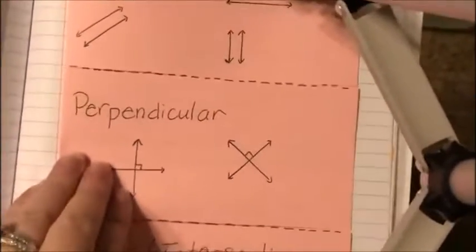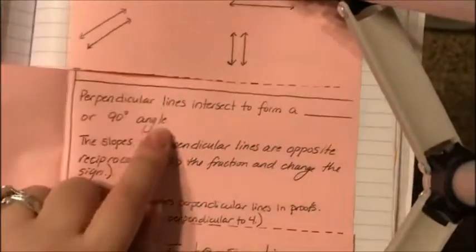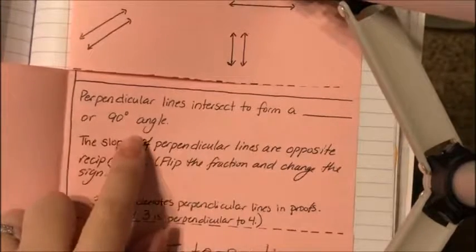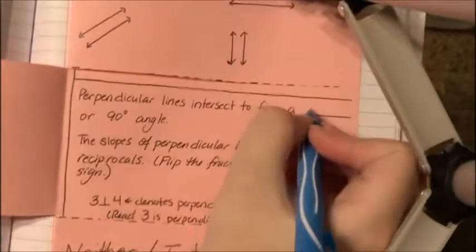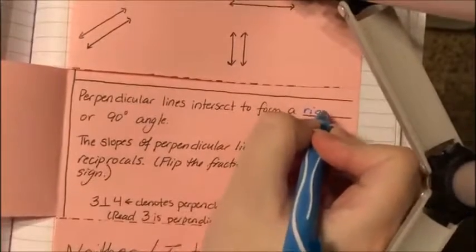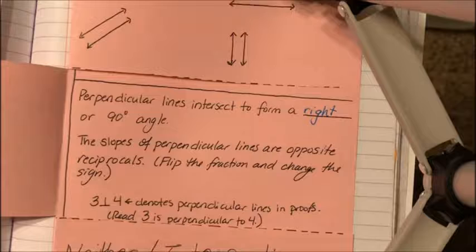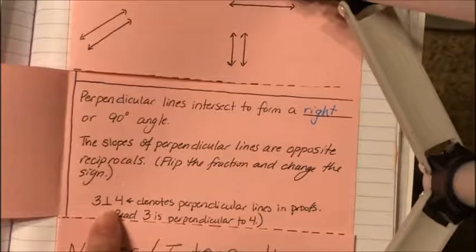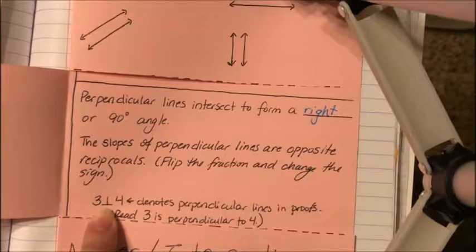Okay. Next one I have is perpendicular. Perpendicular lines intersect to form a blank or 90-degree angle. In that first blank, you're going to write right. Remember, a right angle is also a 90-degree angle. The slopes of perpendicular lines are opposite reciprocals. So basically, you flip the fraction and you change the sign. So 3 is perpendicular to 4. This is the symbolism we'll use. It's an upside down T.